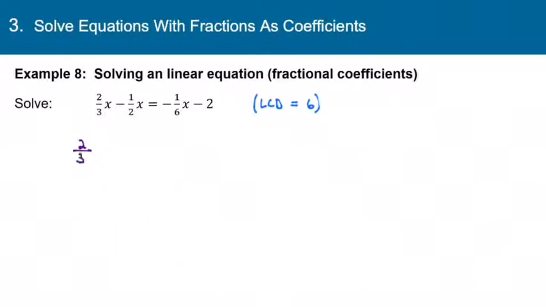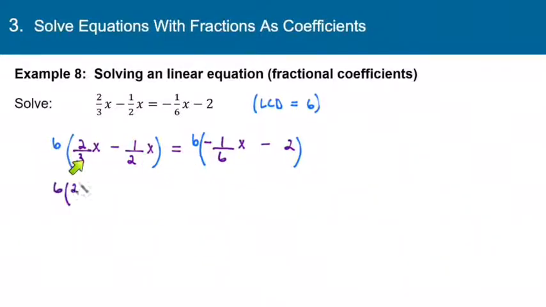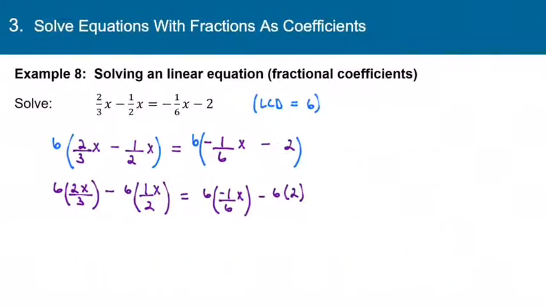by 6. So let me copy down our equation here, and now we're going to multiply the left side by 6 and we're going to multiply the right side by 6. You see how that works? And that's legal because we did the same thing to both sides. And now we're going to distribute the 6. So we're going to have 6 times 2/3 x minus 6 times 1/2 x equals 6 times negative 1/6 x minus 6 times 2. Okay, now let's go back and simplify.